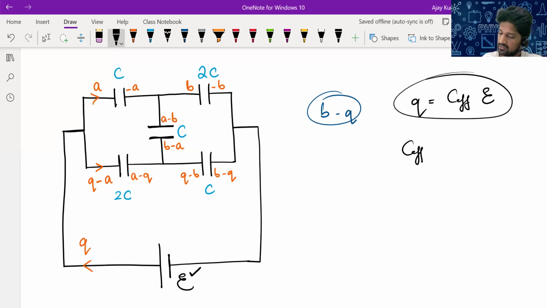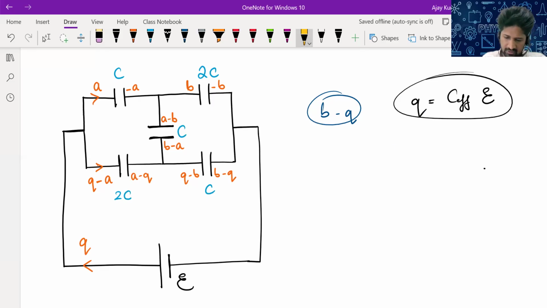So how do you get effective capacitance? Q divided by EMF. You can keep it as E if you want. Otherwise, you can assign a numerical value also, 10 volt, 20 volt, 1 volt. Any numerical value you can take. You will get Q in terms of E, and then that ratio will become independent of E. Let's write it in terms of E itself. You'll understand that it doesn't matter what you take it as.